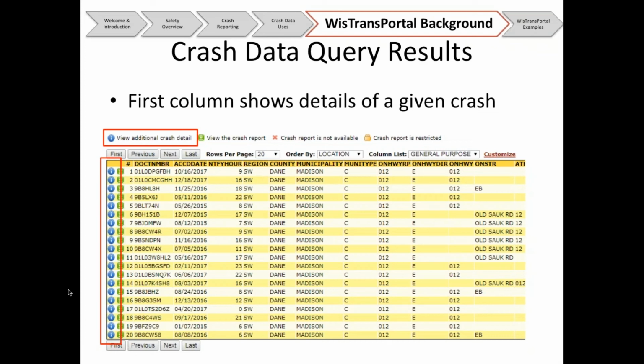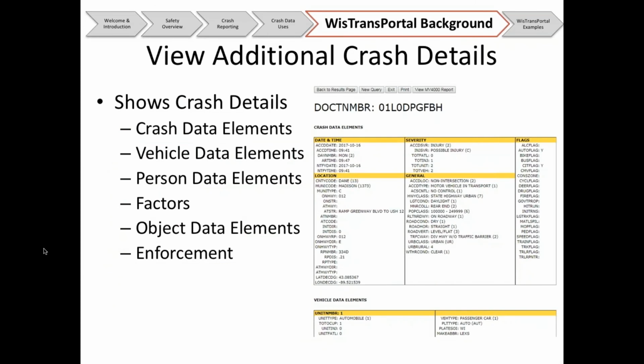So if there is information on three or more vehicles, we're not going to see all that information on this row. But you can get it if you click on this white information button. When you click on it, it shows the crash data. It gives you your crash data elements, vehicle data elements, personal data elements, and any factors, objects, or enforcement. What's nice here is that it will show you the information on all vehicles for that crash, not just the first two. So it gives you a lot of information there.